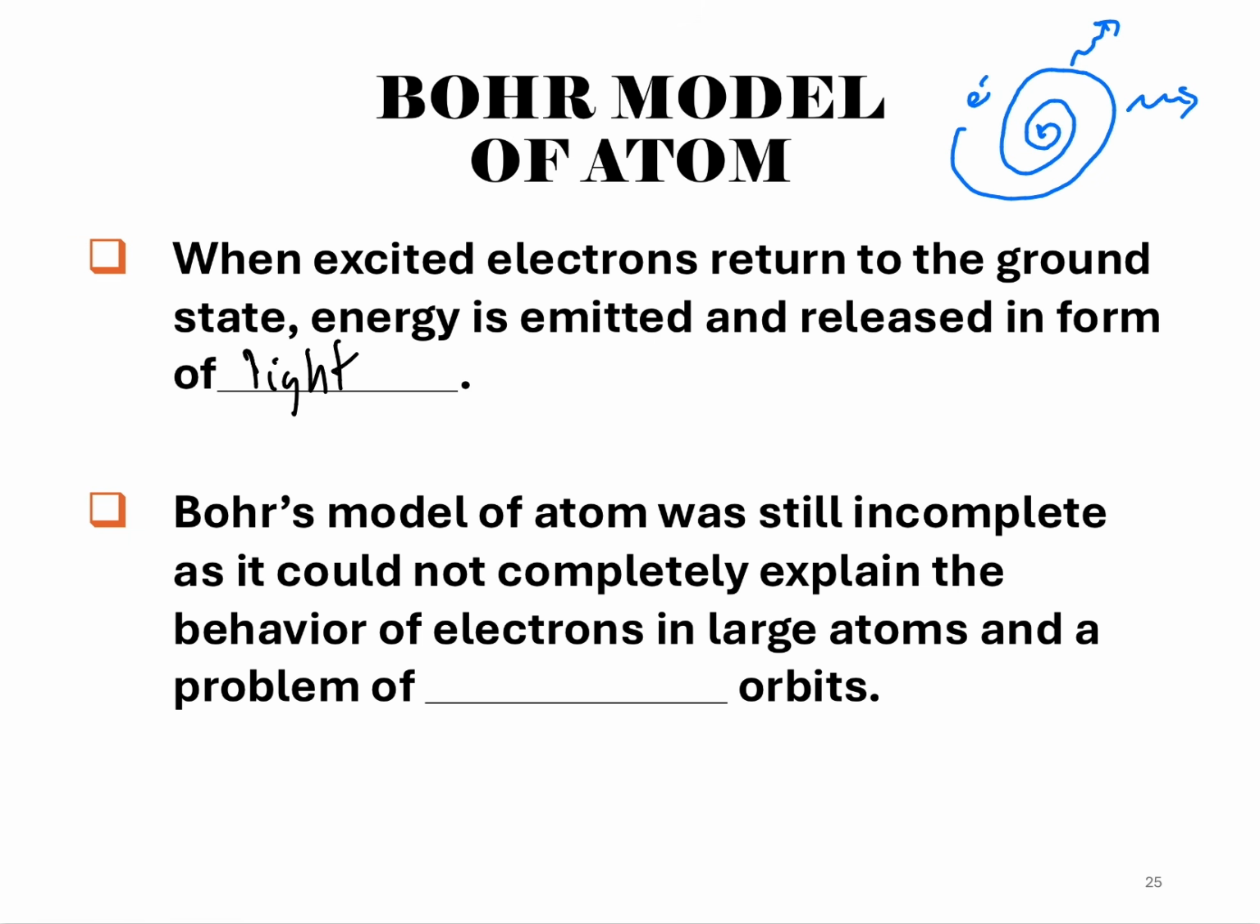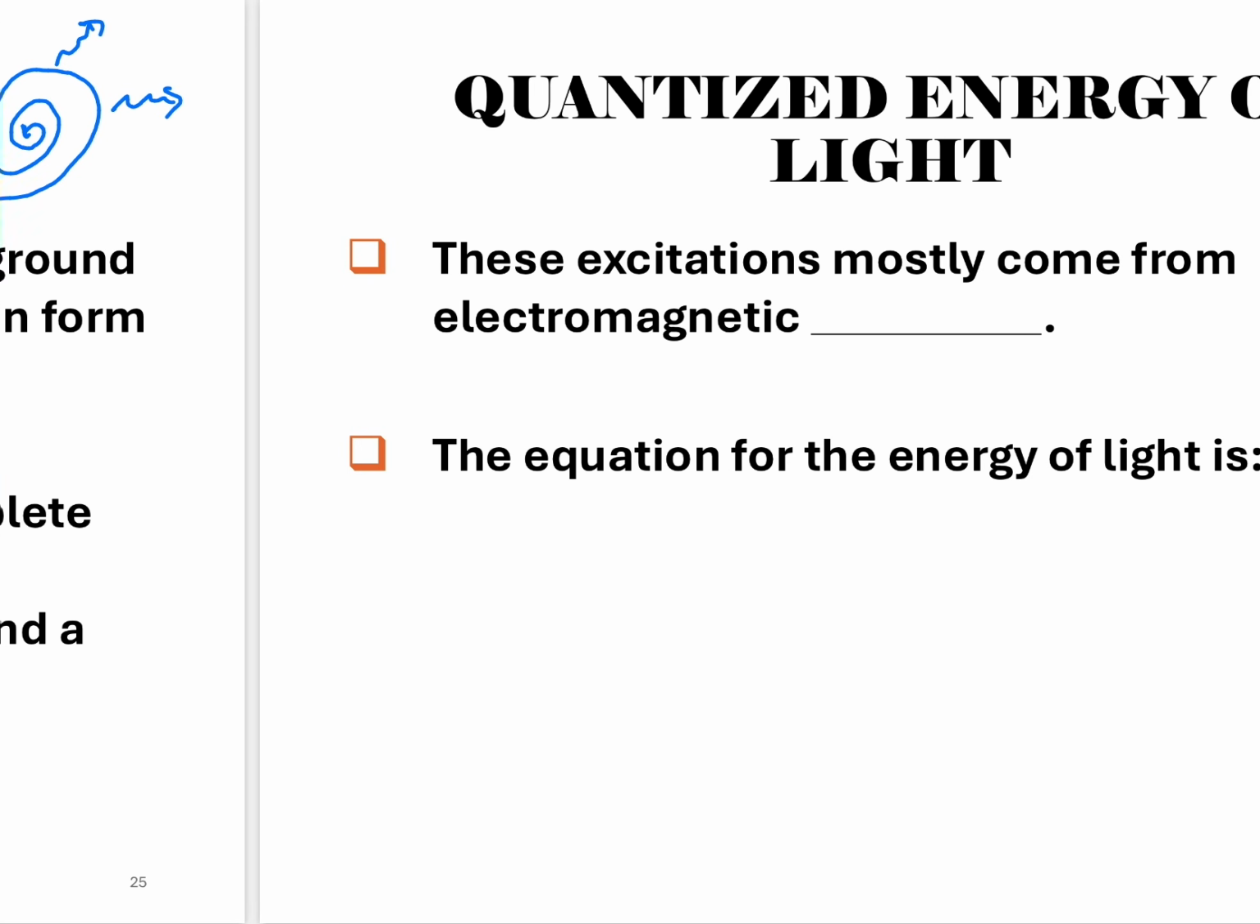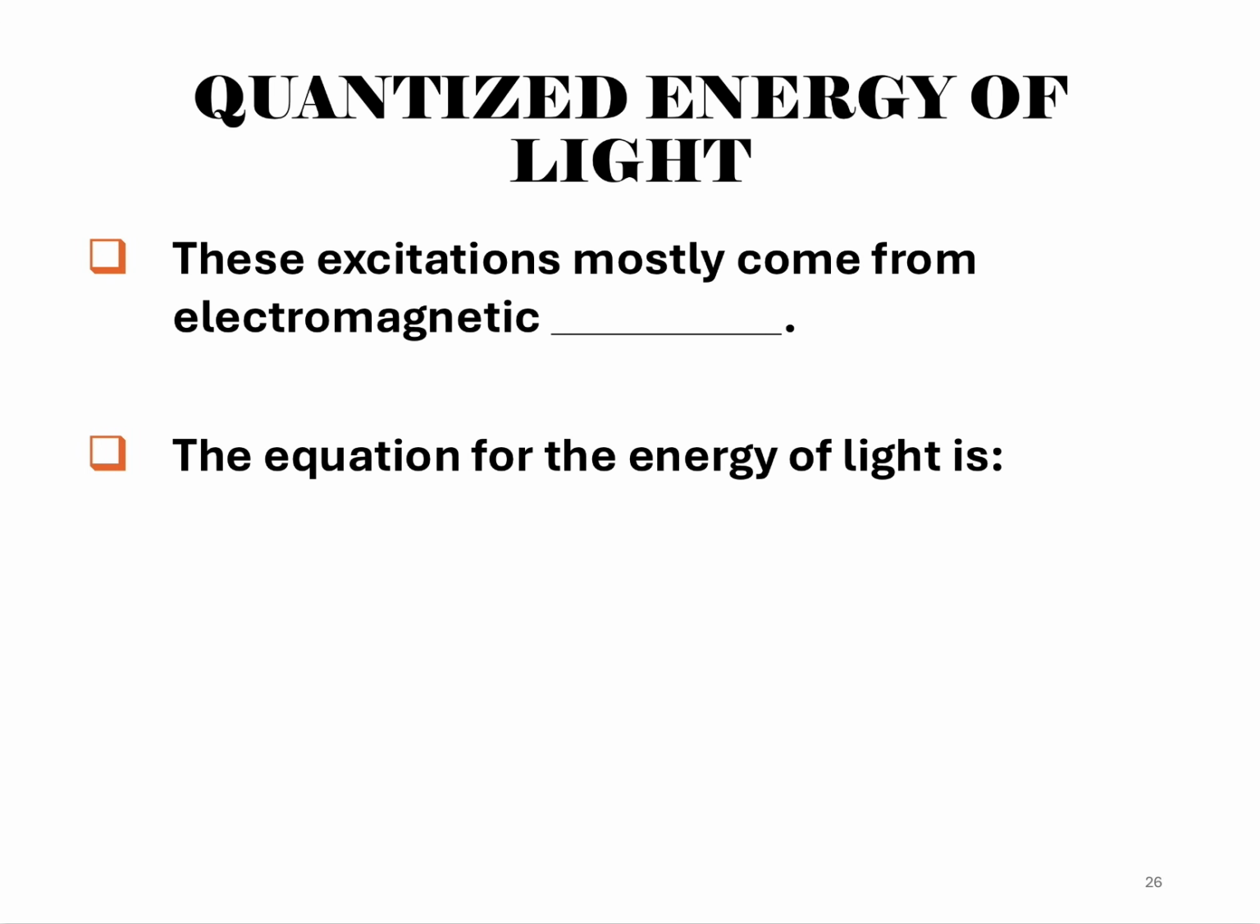So that still doesn't solve the problem of decaying orbits, but it did bring up this new idea of quantization of energy within atoms. And so this quantization we could then measure and observe through the energy of light that we look at. And so the excitations mostly come from the release or absorbance of electromagnetic radiation, which is just a form of light. And it had been determined already by a guy named Maxwell that the energy of light is E equals h nu, right?